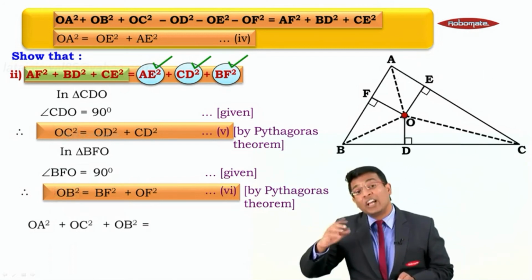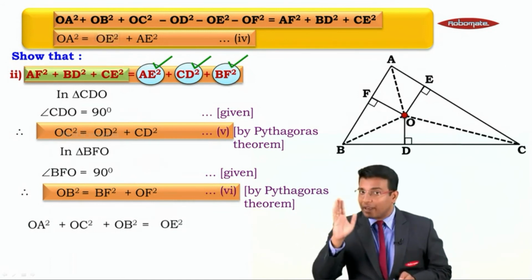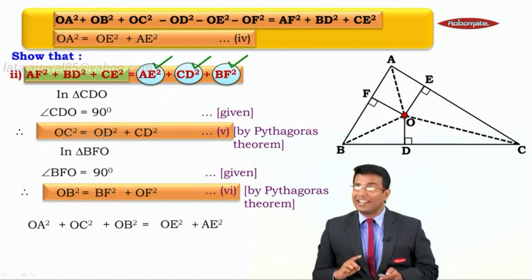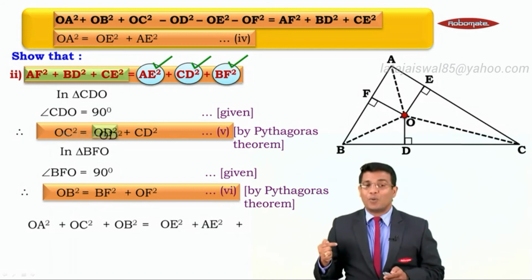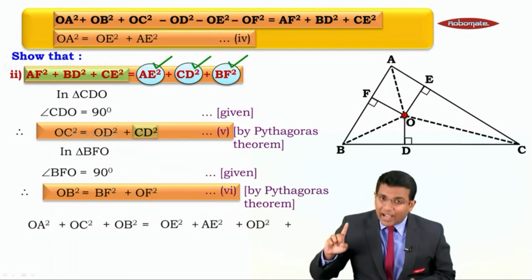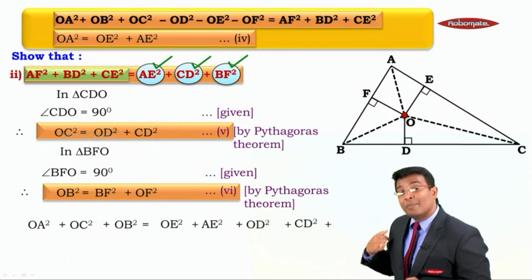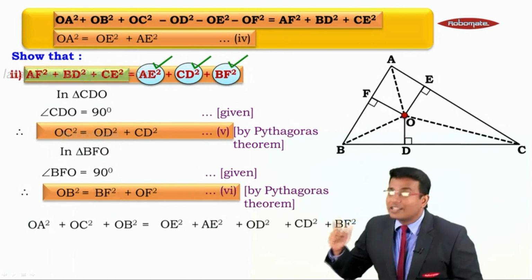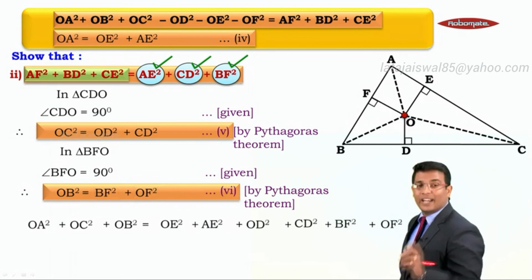Left hand side done. Now we move on to the right hand side. So it will be right hand side of statement number 4, that is OE square plus AE square, which we got here. Now the right hand side of statement number 5. So we get OD square plus CD square, plus now the right hand side of statement number 6. So we have BF square plus OF square. Beautiful. Wasn't that easy? Simple, right?